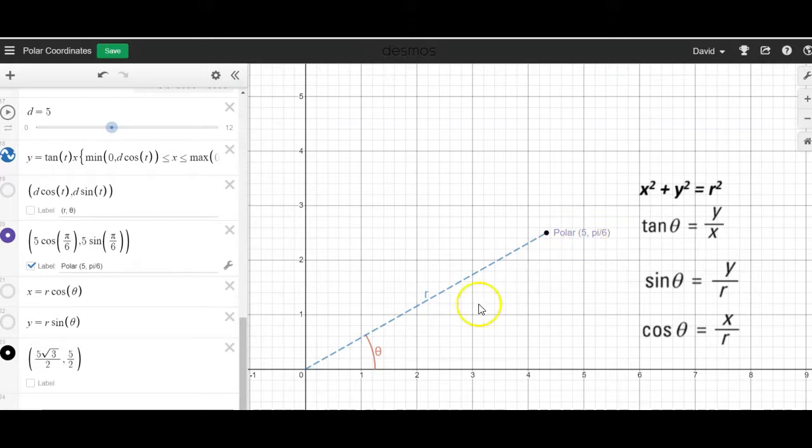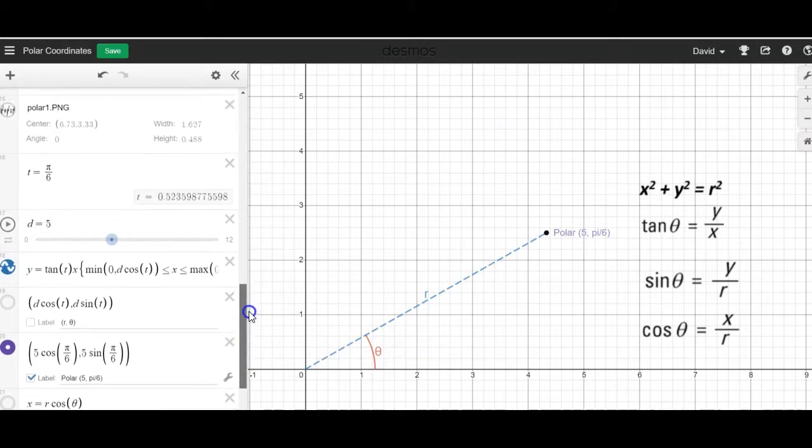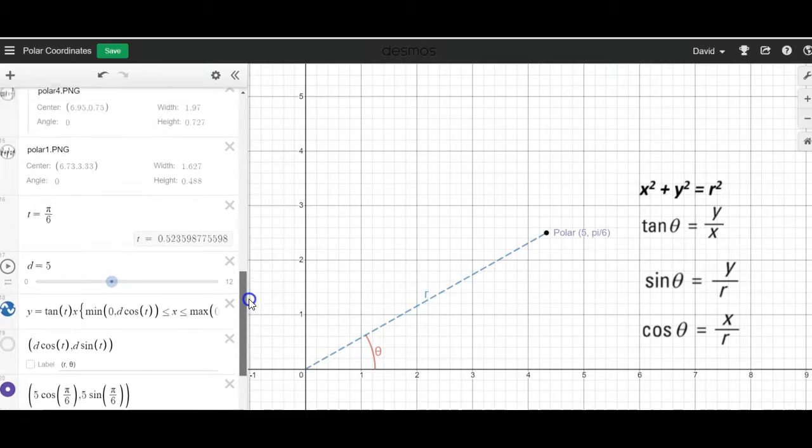Alright, now this is unique. The rectangular coordinate is unique. How do I get to this point using rectangular coordinates? I go right this amount and up this amount. It's the only way that I could get there, right? But how could I get to this point using polar coordinates? Well, I can do 5, pi over 6, right?